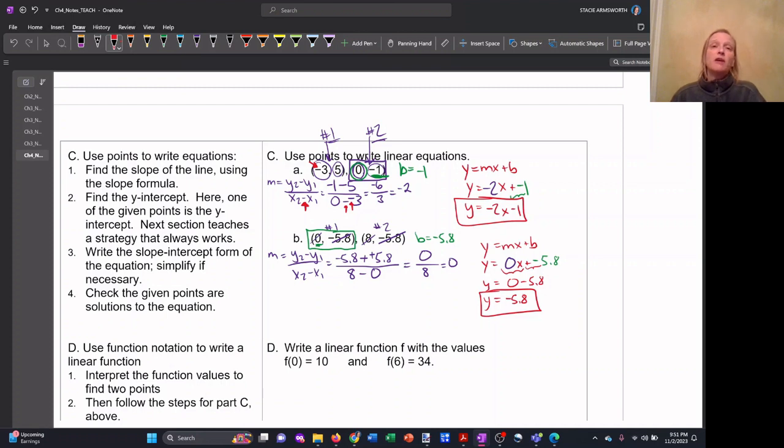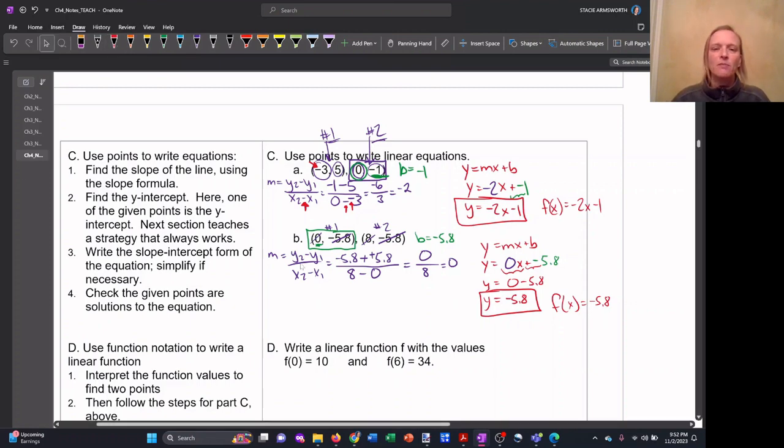Now, up until this point, I've been using y as the starting symbol for all of these equations, for all of these functions. However, last chapter we learned about function notation. So it would be just as correct for me to write this as f of x equals negative 2x minus 1, or f of x equals negative 5.8. So remember that notation as we go down to this next example.